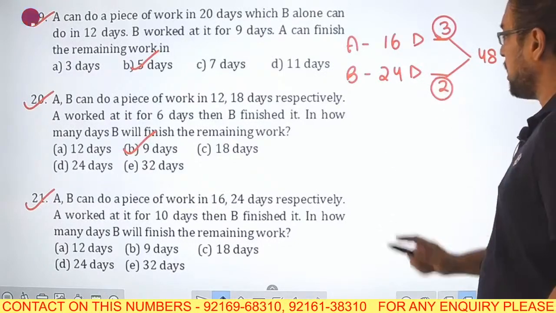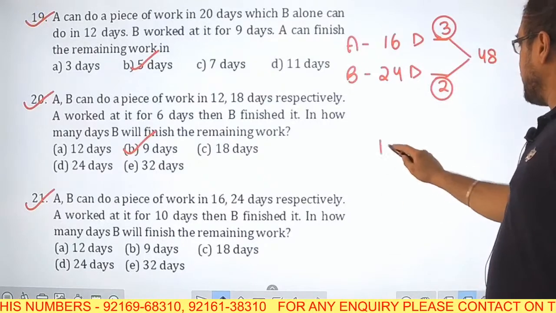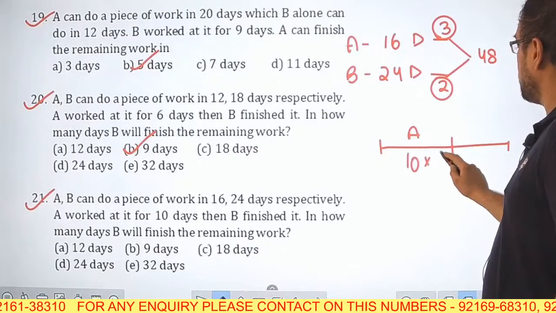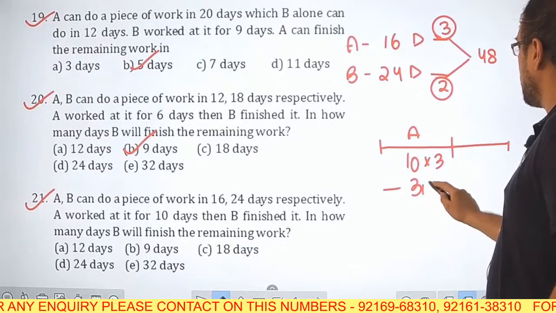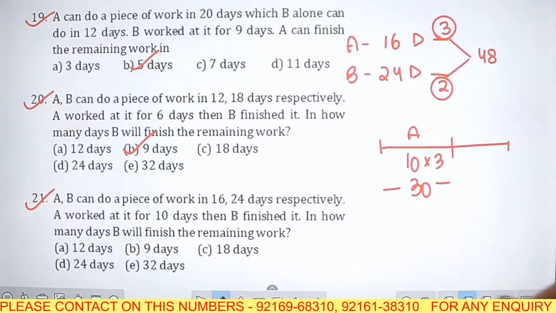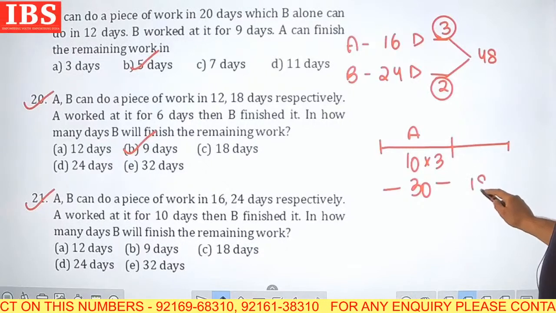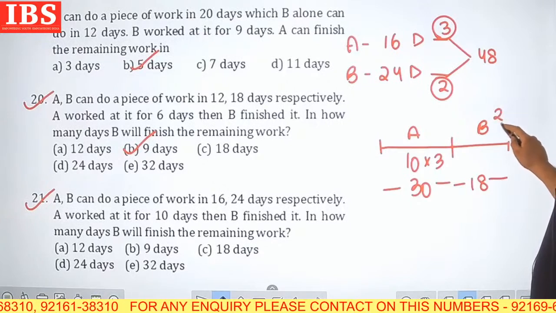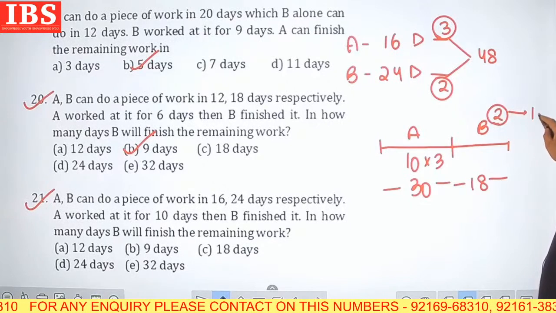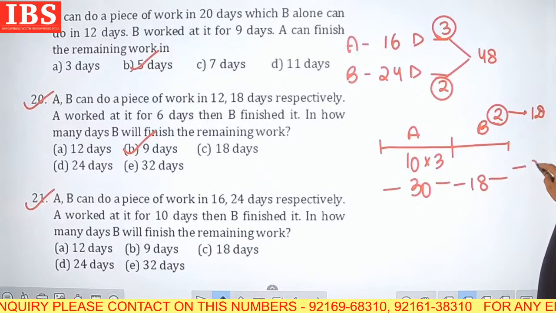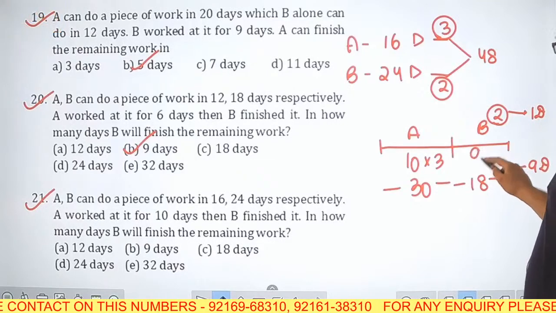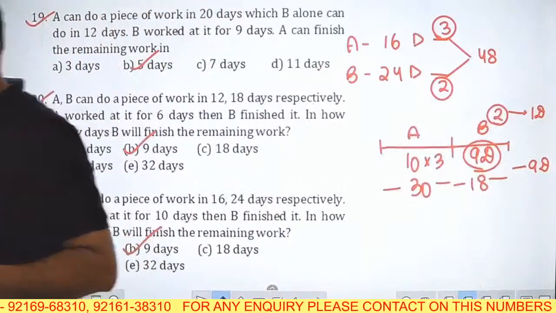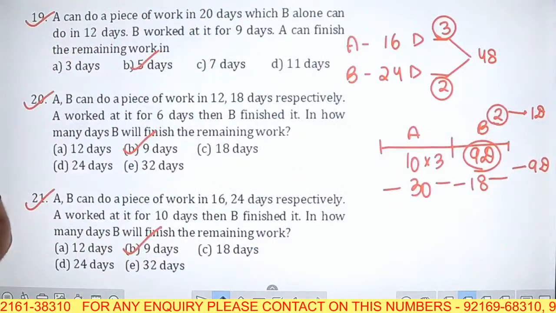Now A worked for 10 days, so 10 into 3, he will complete 30 of the work. Out of 48, 30 is done, 18 is left. 18 will be done by B, and B with an efficiency of 2 in 1 day will do 18 in 9 days. So again 9 days is the correct answer for the 21st question.